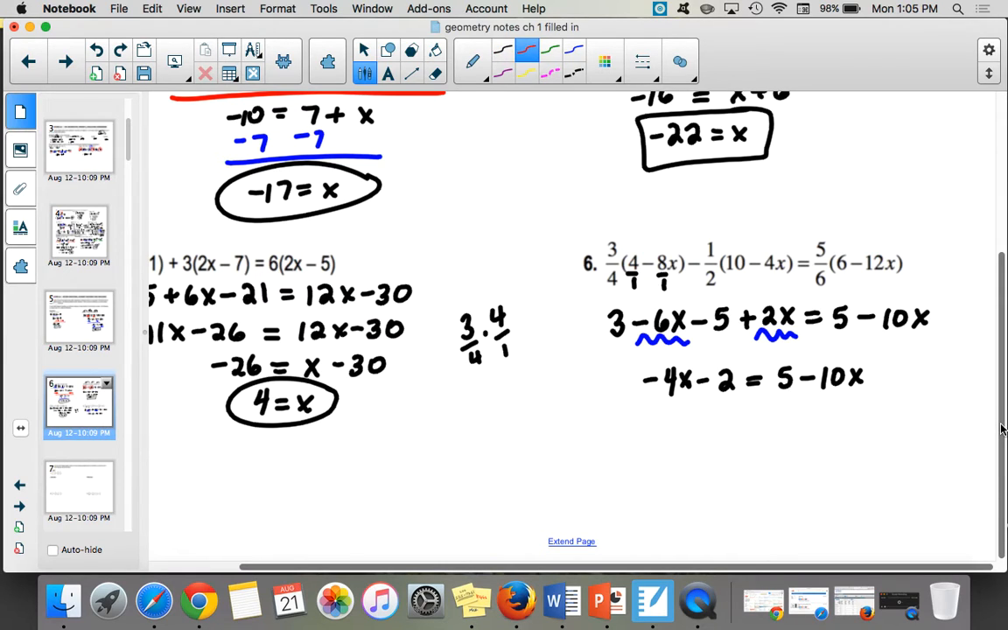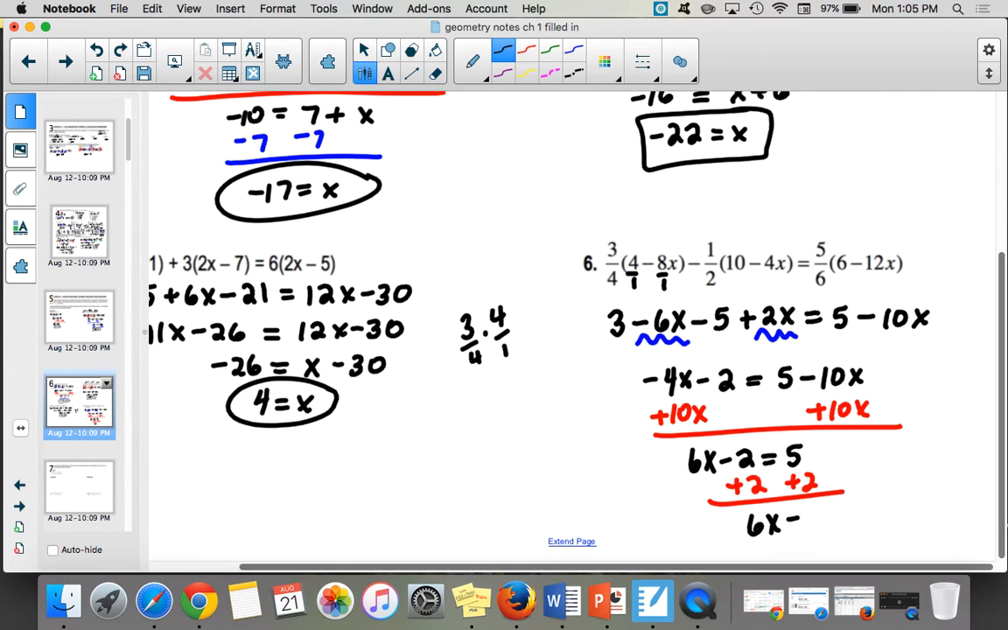And I'm going to add the 10x over so I get a positive number. Doesn't matter, but you could do either thing. So I get 6x minus 2 equals 5. I add the 2 over. So I get 6x equals 7. And my last step is I divide by the 6, so I get 7/6. I would leave it as an improper fraction. You do not have to write it as 1 1/6.